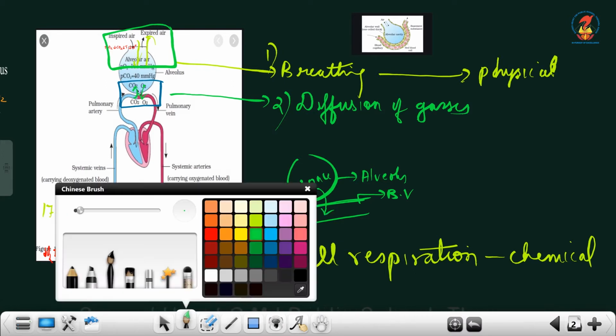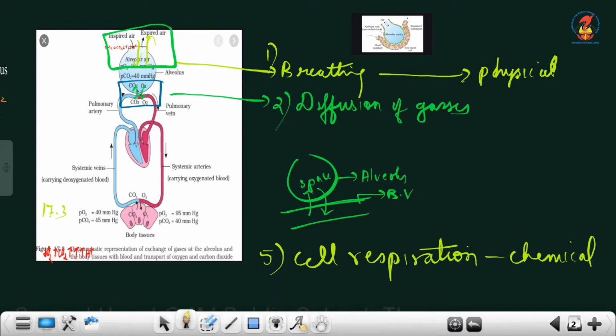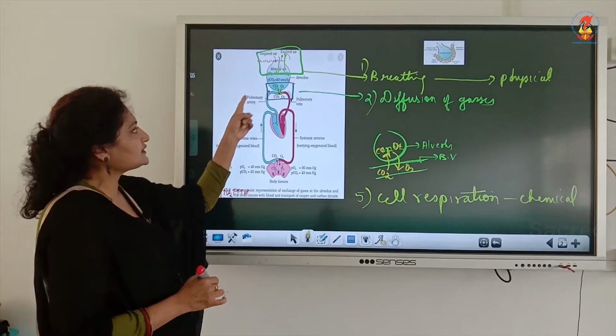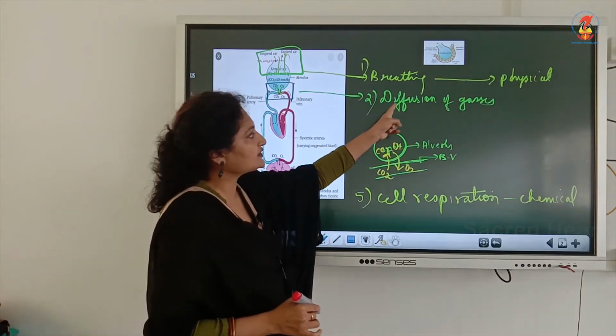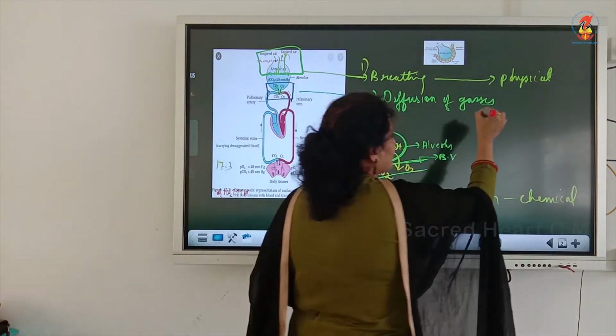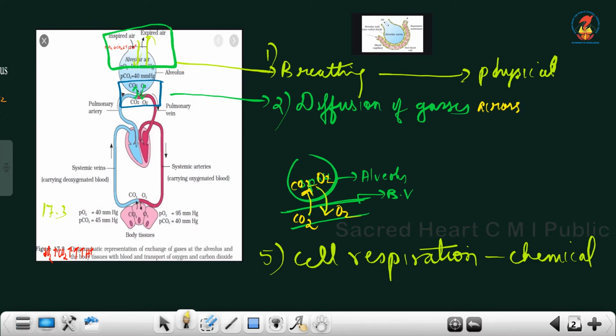So, remember this once again. The exchange is like this way. Carbon dioxide from the blood gets into the alveolus, so the arrowhead is up. At the same time, simultaneously, the oxygen from the alveolus gets into the blood. Clear? So that is the second stage, that is diffusion of gases across the alveolus.